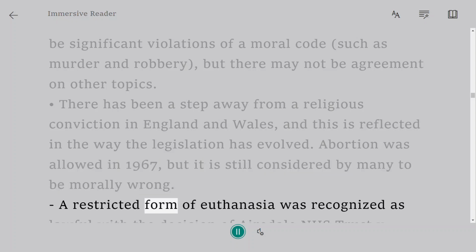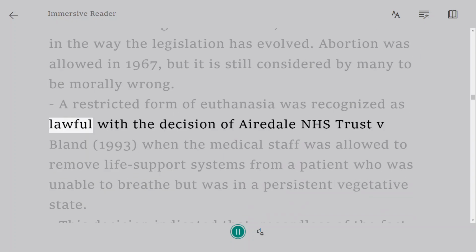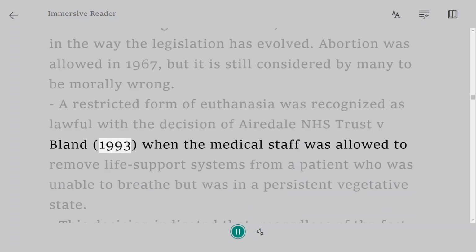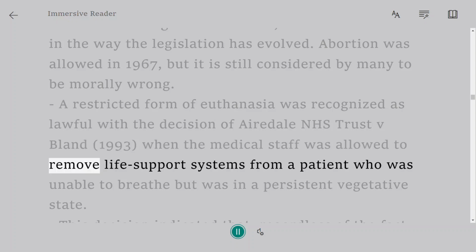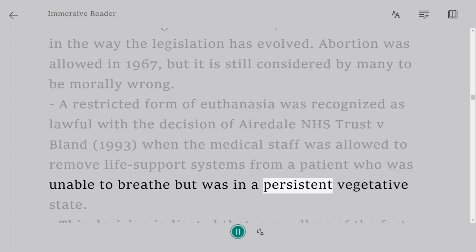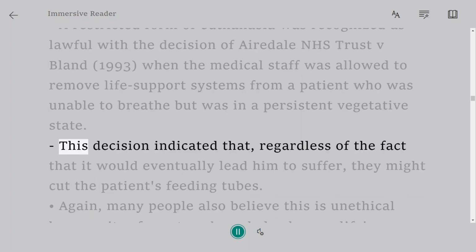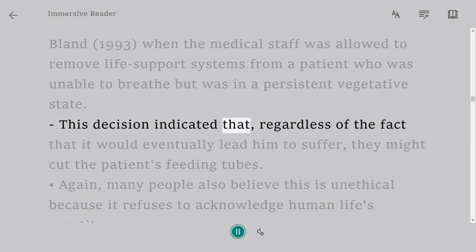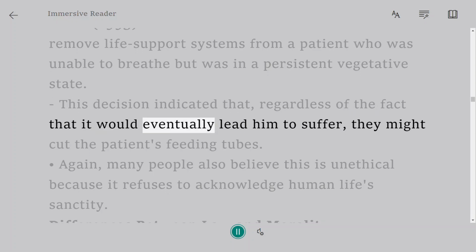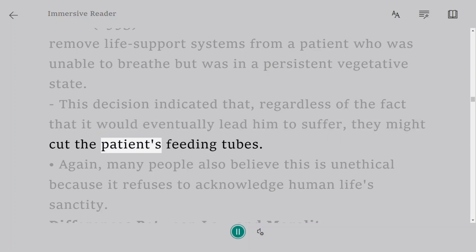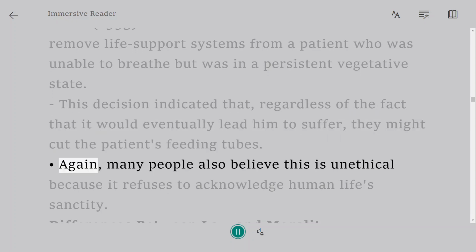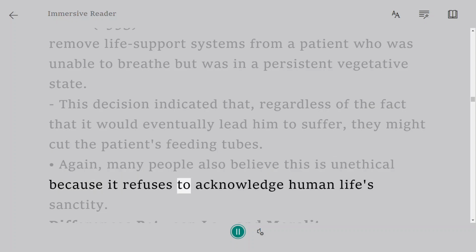A restricted form of euthanasia was recognized as lawful with the decision of Airedale NHS Trust v. Bland, 1993, when the medical staff was allowed to remove life support systems from a patient who was unable to breathe but was in a persistent vegetative state. This decision indicated that, regardless of the fact that it would eventually lead him to suffer, they might cut the patient's feeding tubes. Again, many people also believe this is unethical because it refuses to acknowledge human life's sanctity.